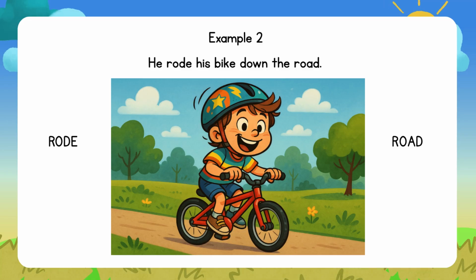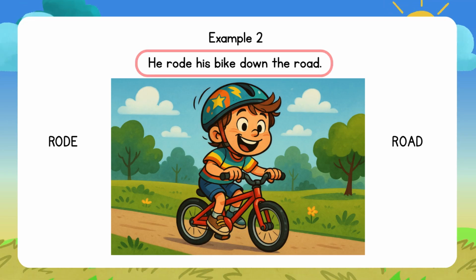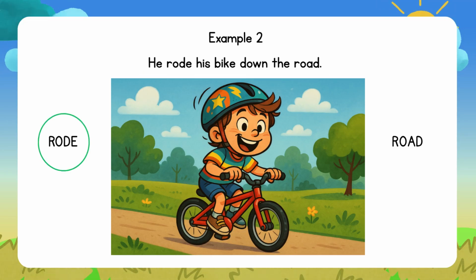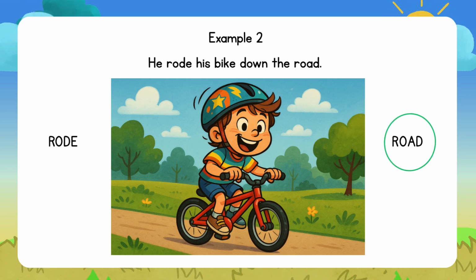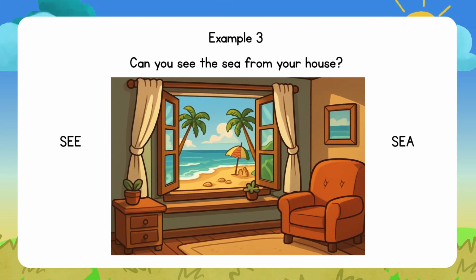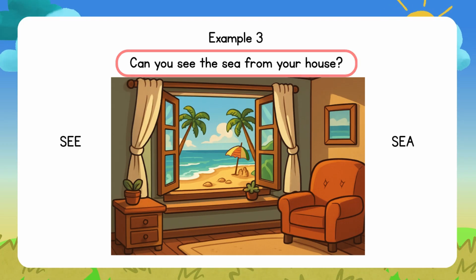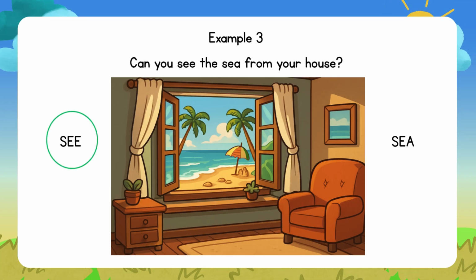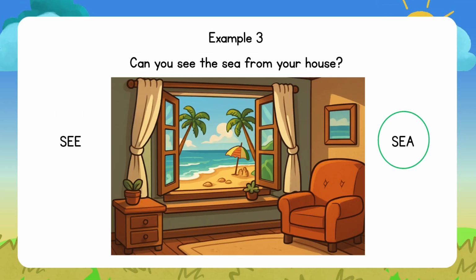Example 2. He rode his bike down the road. Road, road. Example 3. Can you see the sea from your house? See, see.